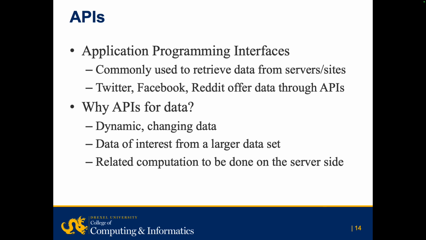And so there is data of interest from a large data set, and related computation that can be done on the server side. Think about today, AI tools also have APIs, right? You can use OpenAI's APIs to access the latest language models. So perhaps the data is what is most valuable, or perhaps the computation or algorithm is valuable, and people want to have access to that.